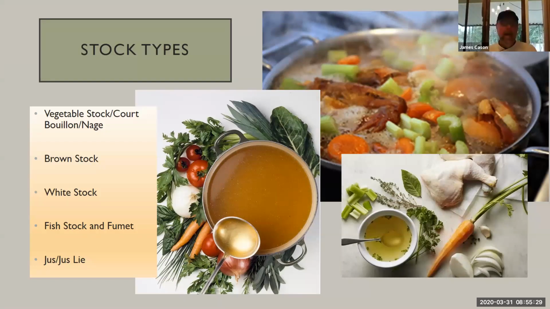Jus lié is when we take the same juices and we thicken them ever so slightly. We don't thicken them to the point where it's an actual brown sauce, but we do thicken it ever so slightly so it just kind of clings to the meat a little bit and gives everything a nice shine. So that's the difference between a jus and a jus lié. A jus, no thickening at all. Jus lié, slightly thickened.